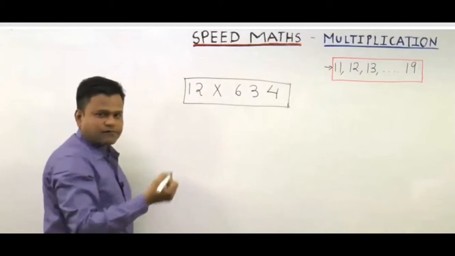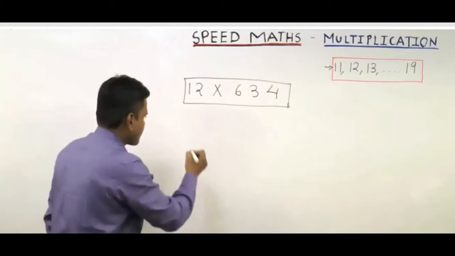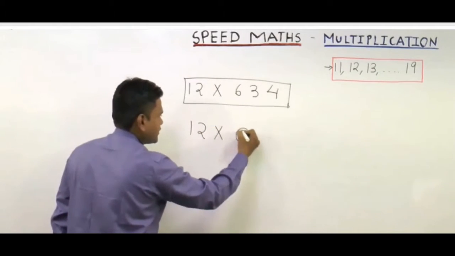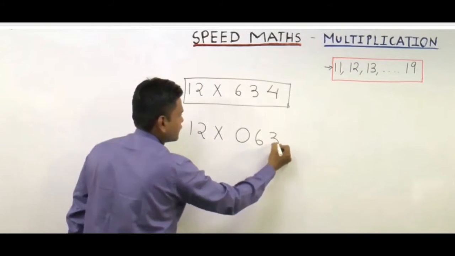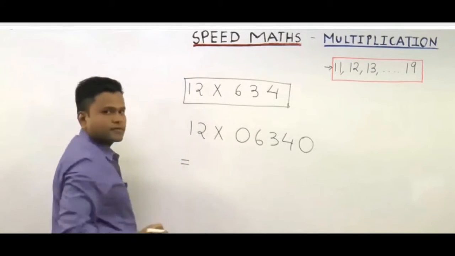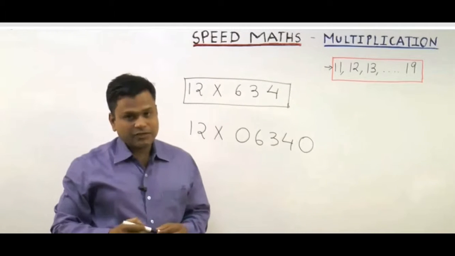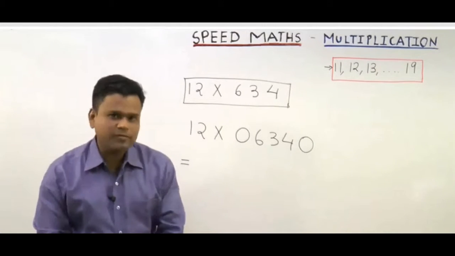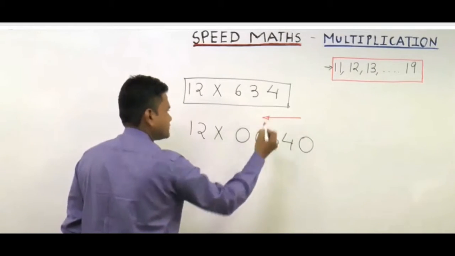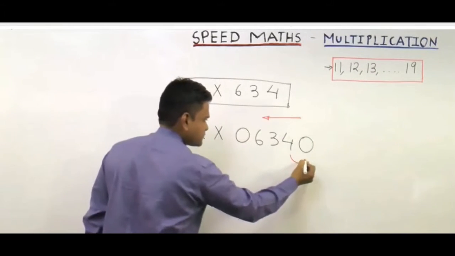As what we have done for 11, the same thing we'll be doing here. 12: put 0 in the beginning, 634, and then put 0 in the end. This time, as we go ahead and solve it, yes, we will be starting with the end. We'll have to move backward. We have to do this also.